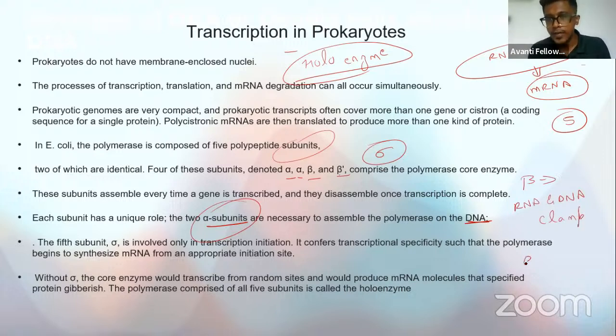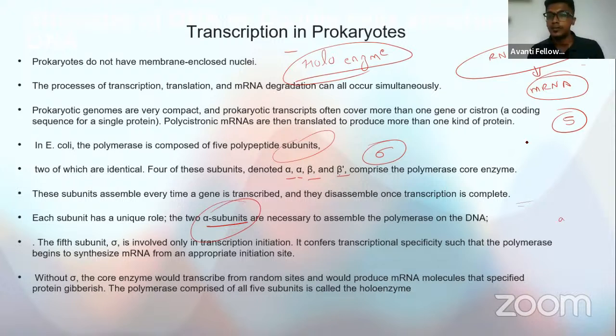Now, what is beta dash doing? Beta dash is responsible for converting all the RNTPs into RMP, ribonucleotide monophosphate. That means it is responsible for energizing the whole reaction. Now, the details of the subunits are not necessary. What you have to understand is that the sigma factor will come and assemble.